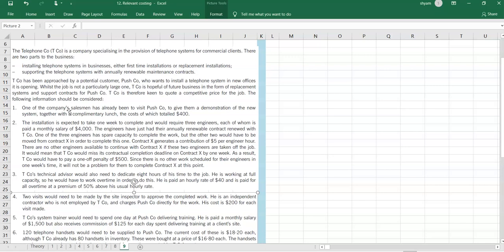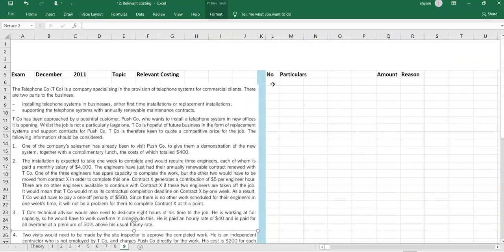So first, one of the company salesmen has already visited Pushco to give them a demonstration of the new system together with a complimentary lunch, the cost of which is $400. So is it relevant or not? Number one, we can take it as lunch cost. Lunch cost is not relevant. Why? It is a sunk cost. Okay, it's already incurred.